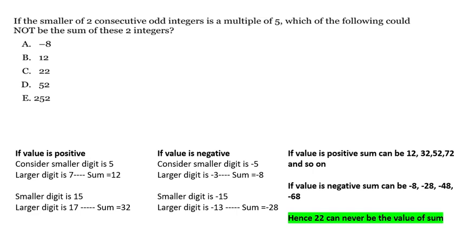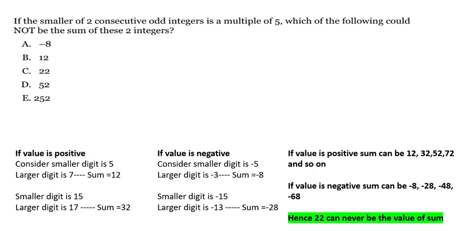On a similar note, the next smaller digit I can consider is minus 15, and the next digit is minus 13. So the sum is minus 28. If I go with the negative stream, the values that I would get are minus 8, minus 28, and then again for minus 25 and minus 23, it would be minus 48, and so on and so forth. If it is positive, it will be 12, 32, 52, 72, and so on. And if it is negative, it will be minus 8, minus 28, minus 48, minus 68.